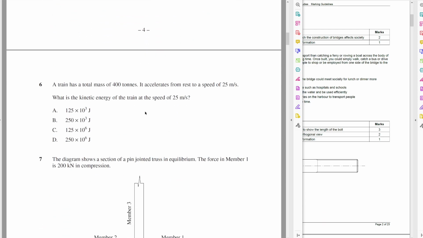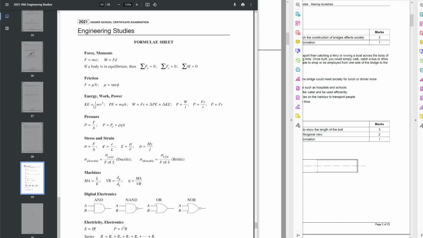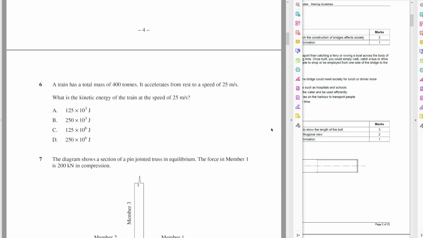Okay, so with this question, it's half mv squared. First of all, how do we get that? That's in the formula sheet. You don't have to memorize that kinetic energy equals half mv squared. But what we're going to do is take 400 tons, and a ton is the same as 1,000 kilograms. So if we convert tons into kilograms, we're going to get 400,000.